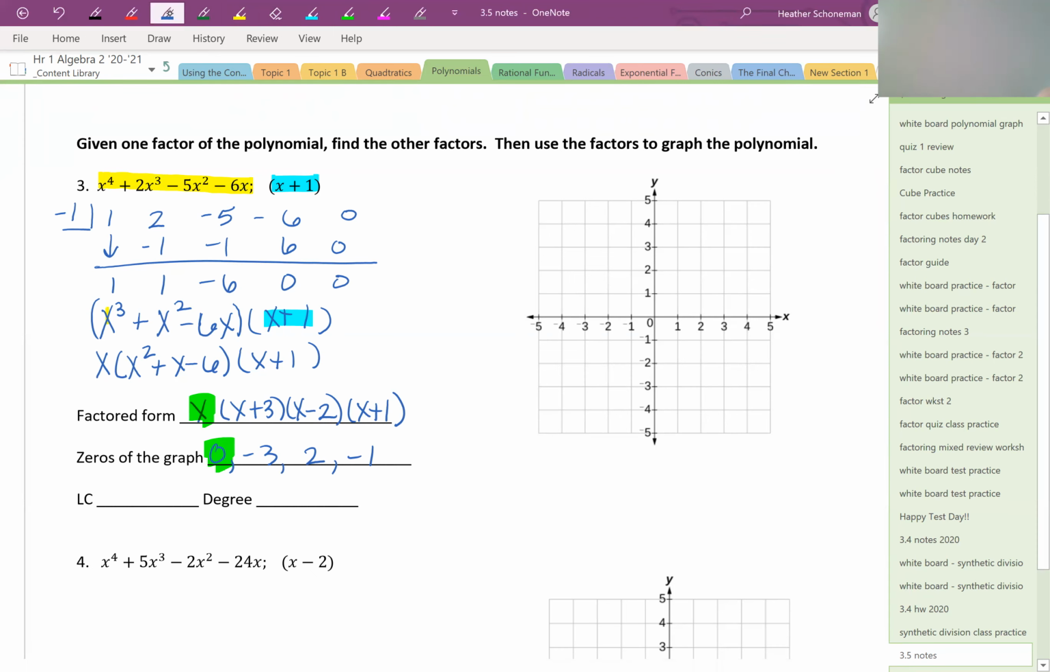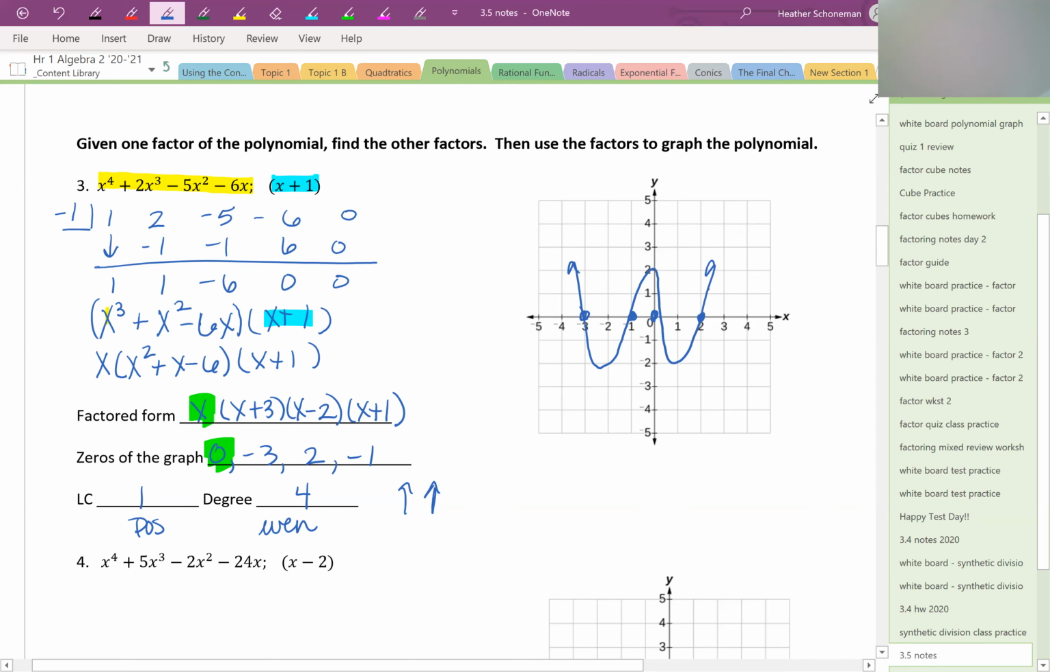Okay, looking back at my yellow original polynomial, the leading coefficient is 1, the degree is 4, so this is positive, this is even, so they're both going to be going up. I'm going to plot my zeros, so I have 0, negative 3, 2, and negative 1. They're both going up. And now I'm going to weave it in and out.